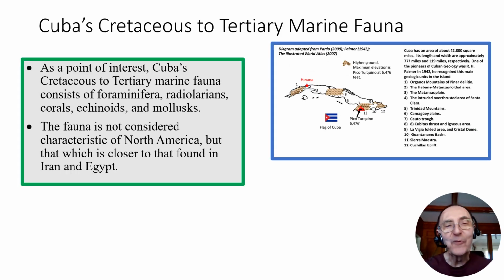Now, as a point of interest, I have to tell you that Cuba's Cretaceous to Tertiary marine fauna consists of foraminifera, radiolarians, corals, echinoids, and mollusks. But here's the catch. The fauna is not considered characteristic of North America, but that which is closer to that is found in Egypt and Iran. How about that?